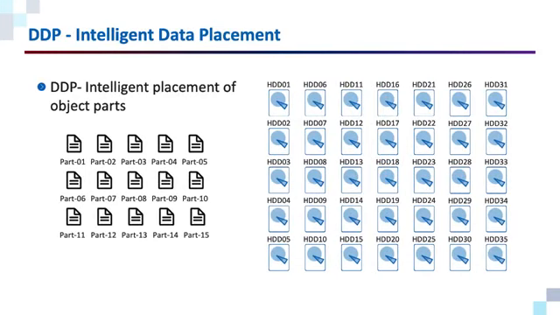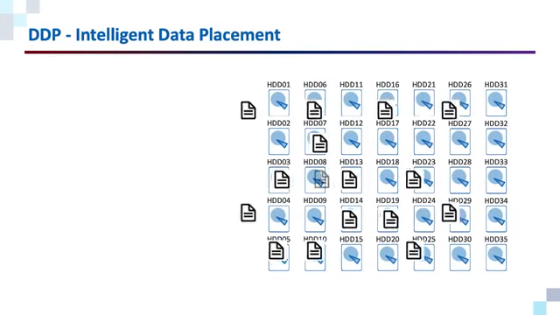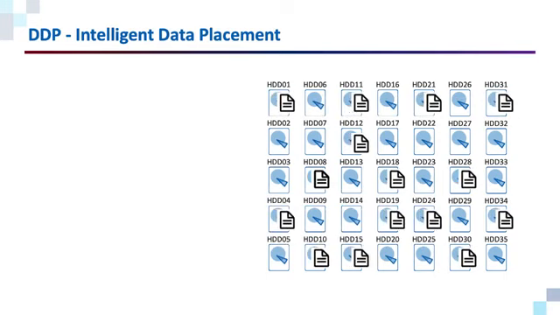And DDP will intelligently place the object parts in the most ideal locations to protect against hardware failures, resource contention, I/O hotspots, and the like. And there are videos on our website that go into greater detail about ActiveScale's erasure encoding and DDP technologies. So I encourage you to take a look at those as well. So where does DDR come into play?